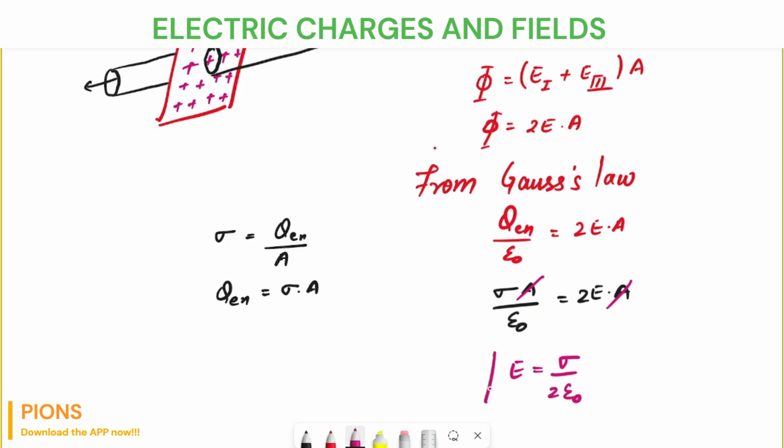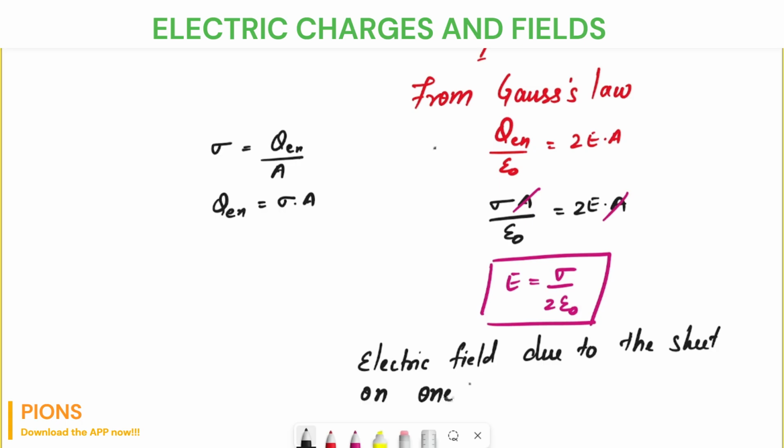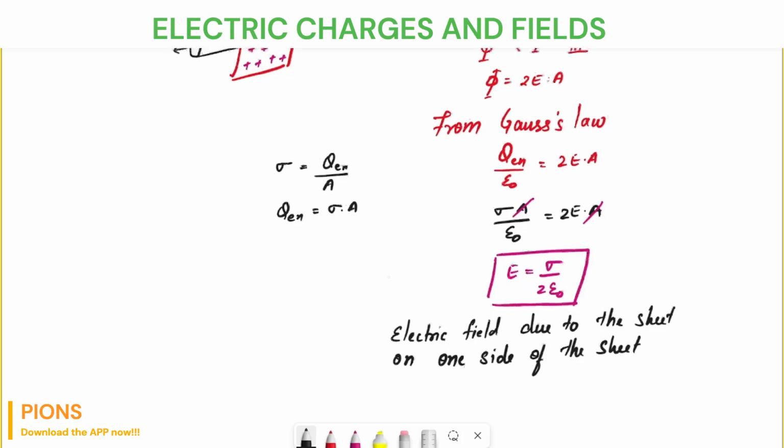Be very careful, we will use this expression in the next chapter. This is the electric field due to the sheet on one side of the sheet. Be very careful, it is on one side. For both the sides it will be sigma by epsilon naught. So this is our second application of Gauss law.